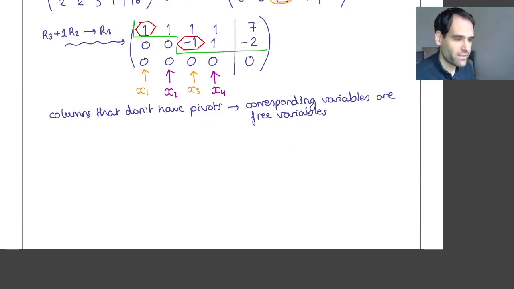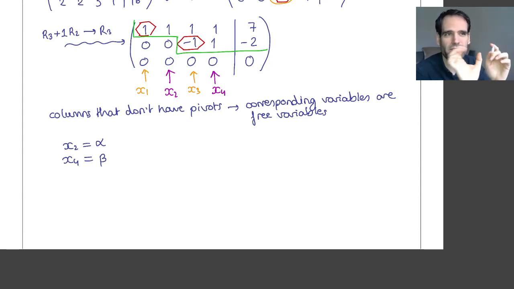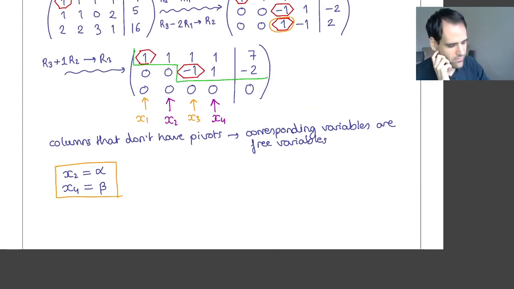So our first step is exactly that. We say that x2 equals alpha and x4 equals beta. It's very typical to use Greek letters for free variables or free parameters. These will be our sliders, if you remember chapter 1, equations of lines and planes. So we start by knowing that these two variables are free variables because their corresponding columns do not have a pivot. So next we solve the system by back substitution.